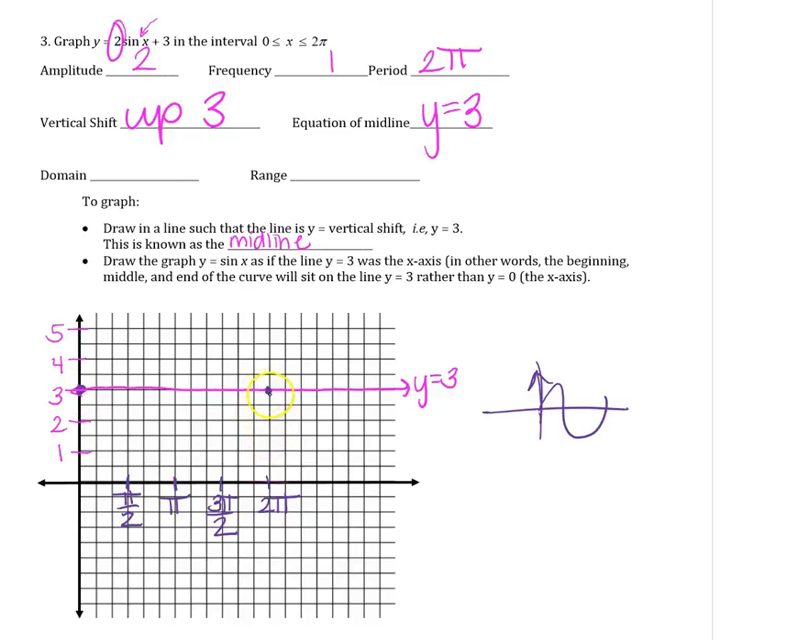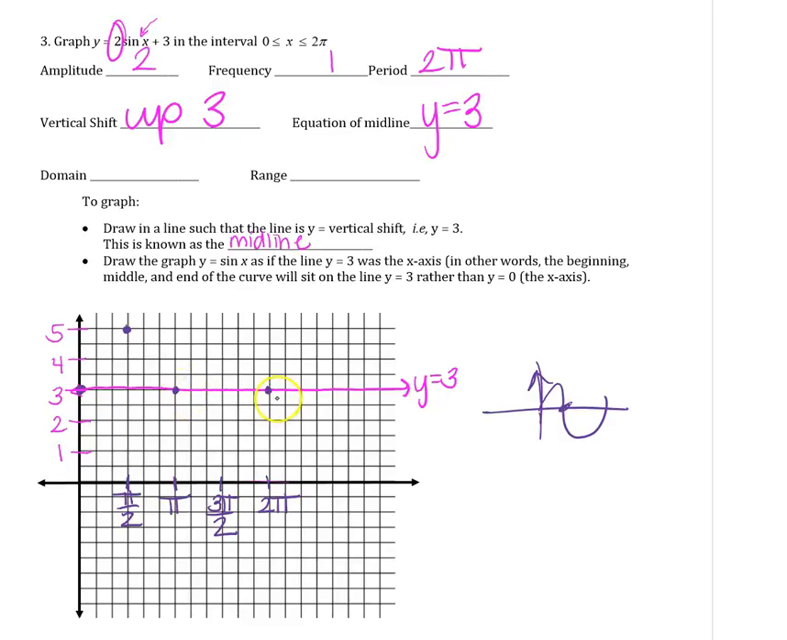So start and end. Halfway in between, it's got to hit the midline again, which halfway between 0 and 2 pi is pi. Okay, and then halfway in between each of those points, you're going to see a max and a min. So halfway between 0 and pi is pi over 2. So don't forget that the amplitude is 2 units though. So that means I'm going up to 5, as that's a distance of 2 from the midline of y equals 3.